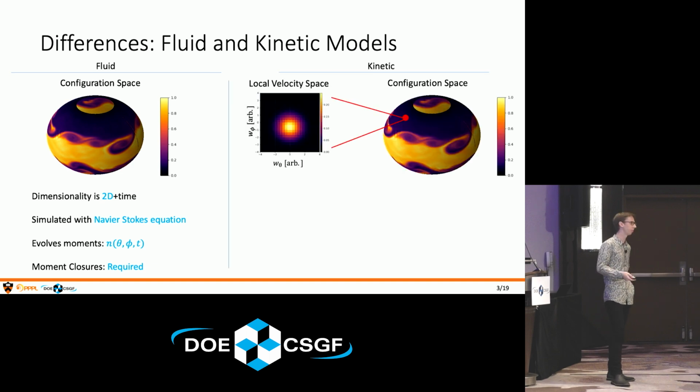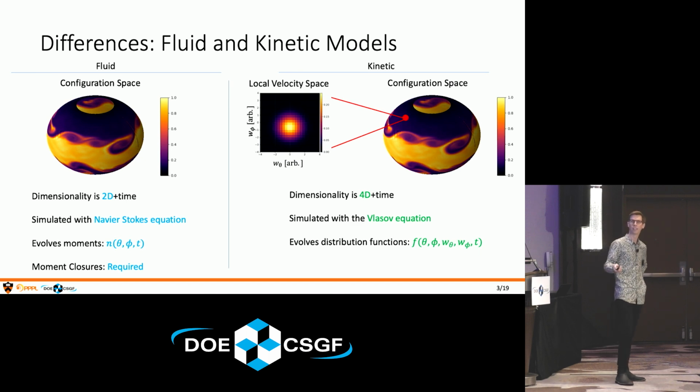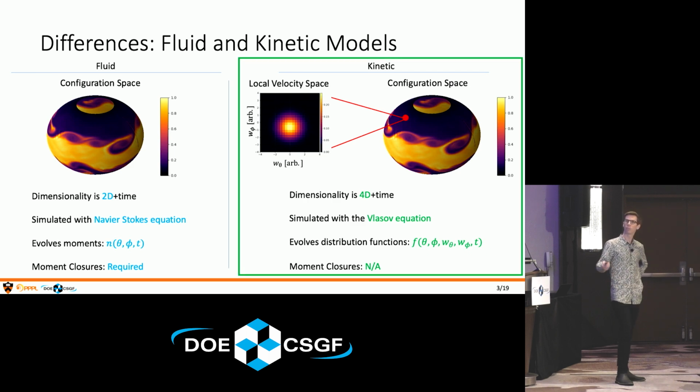Now, this is different from the kinetic approach, where at each point we have this extra velocity space. This becomes a 4D plus time problem. We evolve it with something called the Vlasov equation. And then our distribution function, which is what we're evolving, is going to be this 4D plus time. So we have two spatial dimensions, our theta and phi, and then our velocities associated with that. And that has no requirement on closures. So this is what we're doing, to the right.